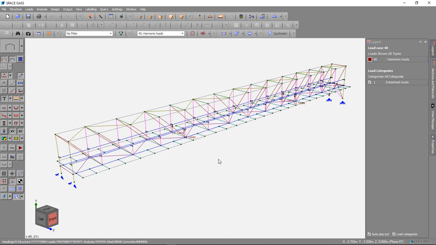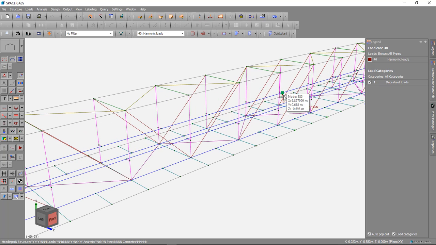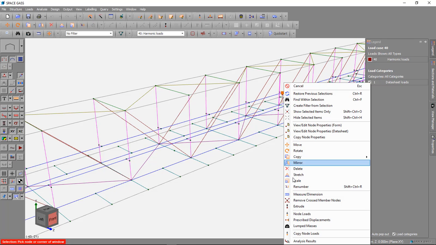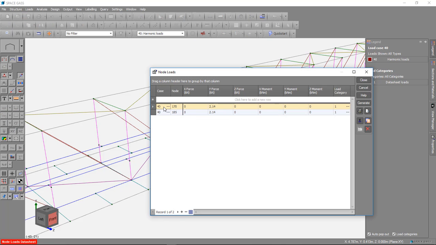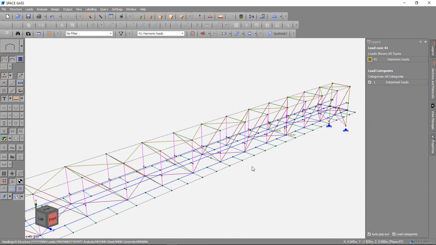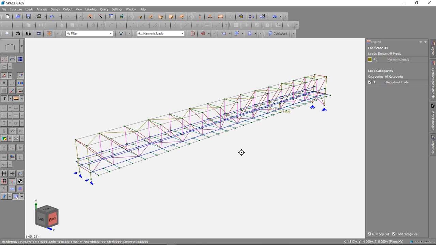So in this particular example so far we've got our 4 loads here that are vibrating in phase at the same frequency. So what happens if some of the loads are out of phase with respect to the others? So let's try that by just moving these 2 loads into a different load case. So I'll select them both and I'll move them into load case 41. If you're going to give them a different phase or frequency, then you need to have them in a different load case to the other ones.